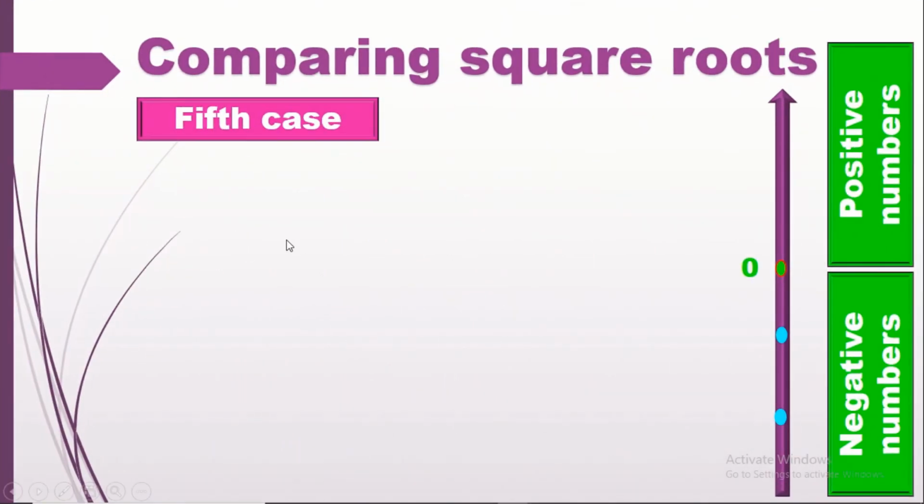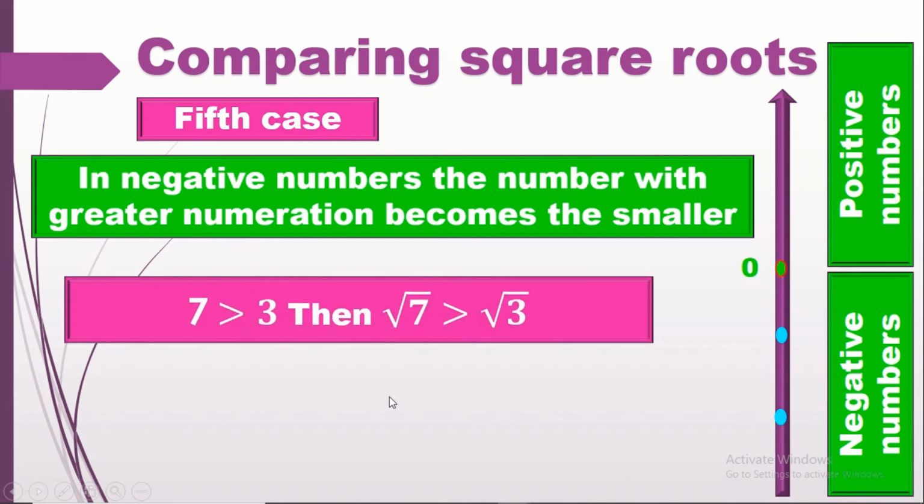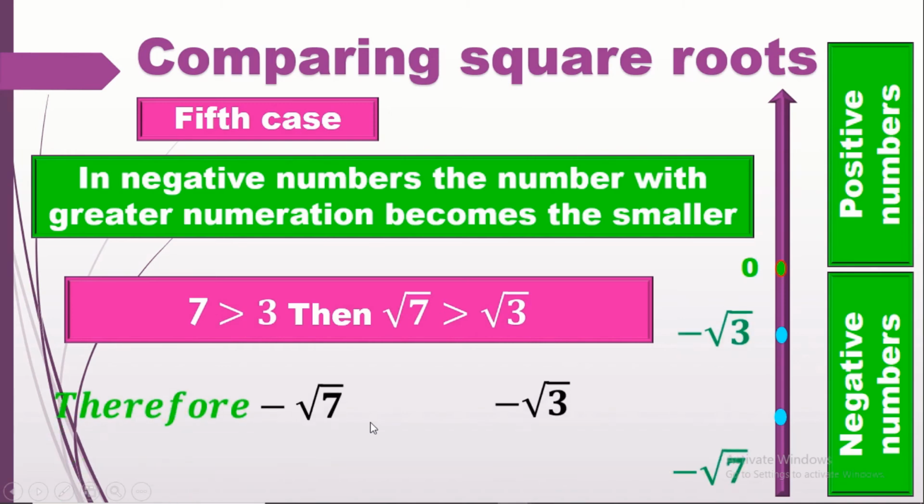Well, fifth case. In negative numbers, the number with the greater radicand becomes the smaller. Let's see an example together. Actually, 7 is greater than 3. So we can say that radical 7 is greater than radical 3. But in negative numbers, minus radical 7 will become less than minus radical 3 since it's further from 0 in the negative direction.